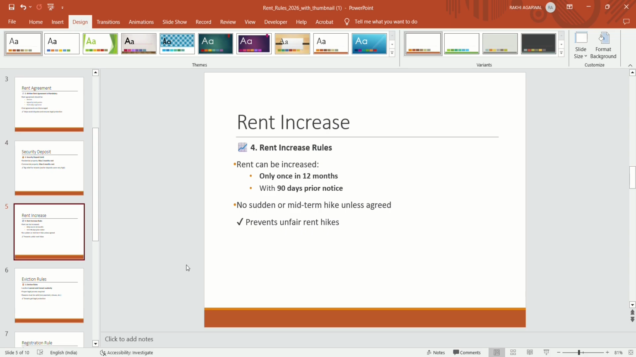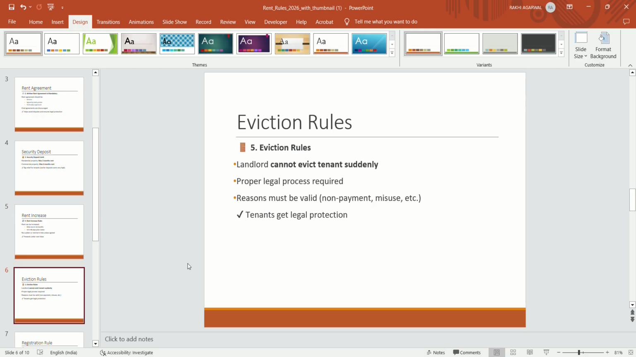Rent increase rules, that is, rent can be increased only once in 12 months with 90 days' prior notice. No sudden or mid-term hike unless agreed. This prevents unfair rent hikes.